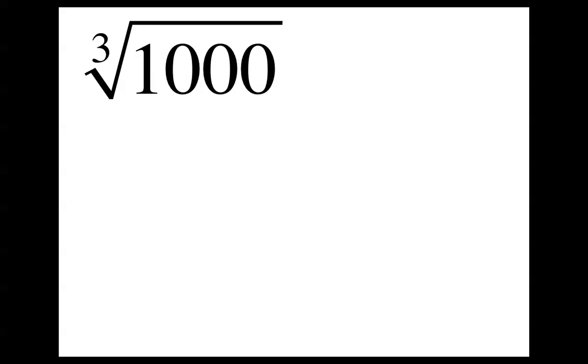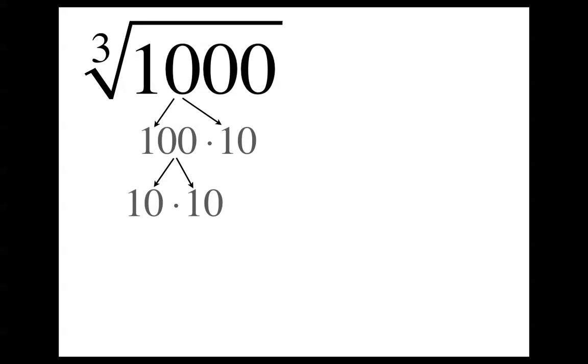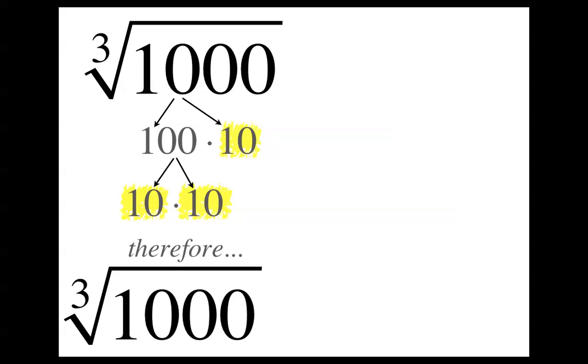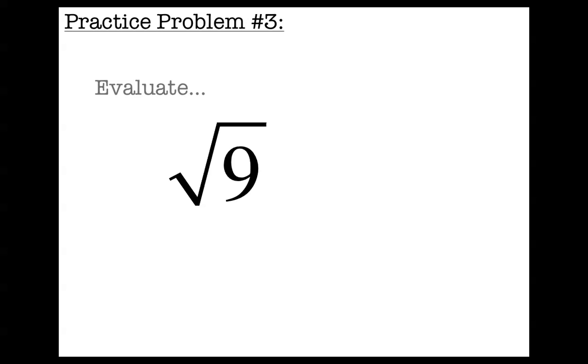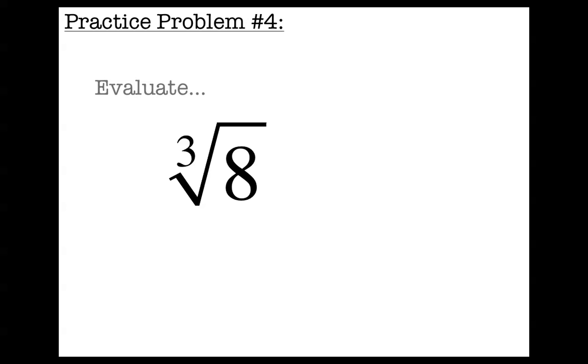All right, what about the cube root of 1,000? We'll do this one quicker. 1,000 is 10 times 100, and 100 is 10 times 10. So isn't 1,000 10 times 10 times 10? Sure it is. Therefore, the cube root of 1,000 is 10, because 1,000 is 10 times 10 times 10. Now it's your turn. Can you do this? The square root of 9. And can you do this? The cube root of 8. Try them and see what you come up with.